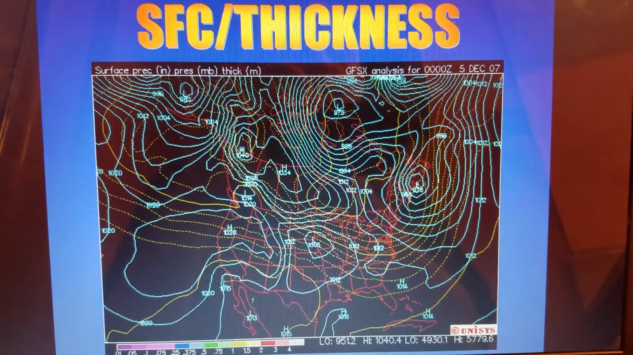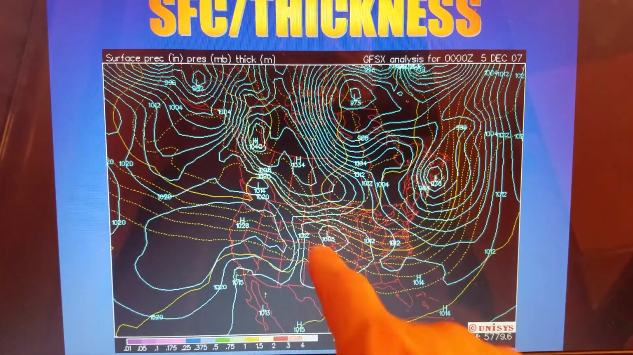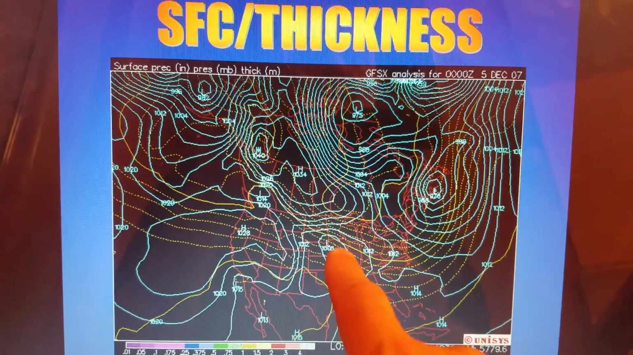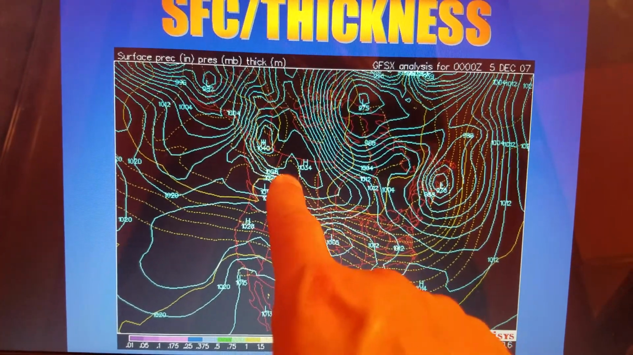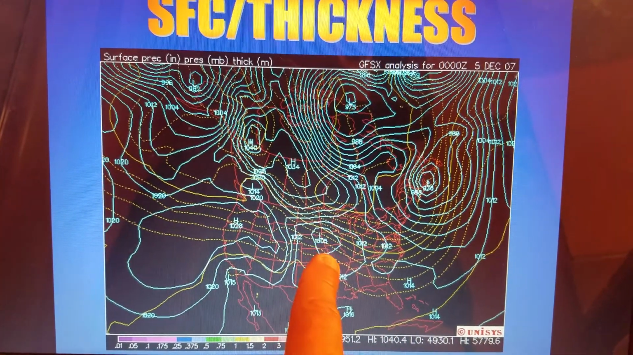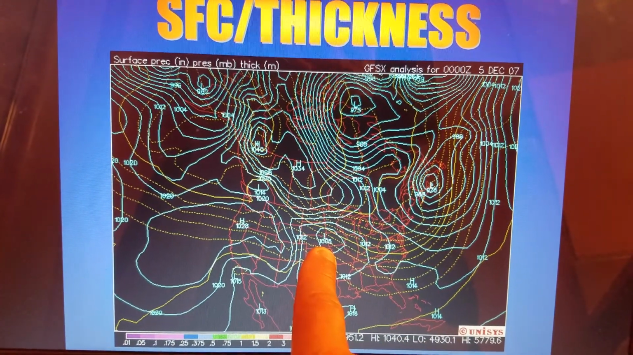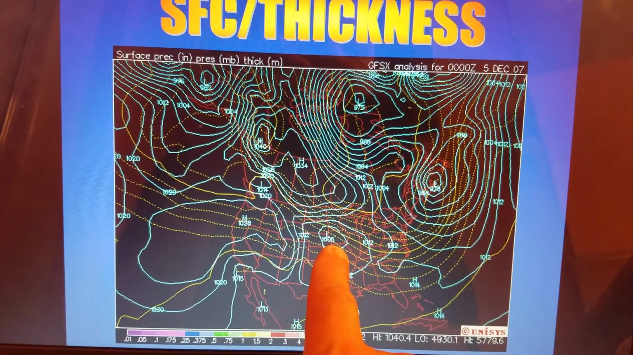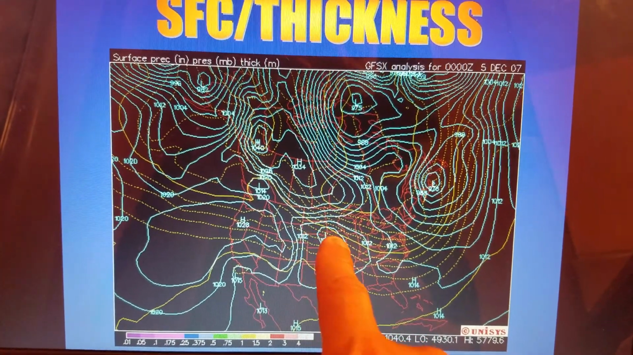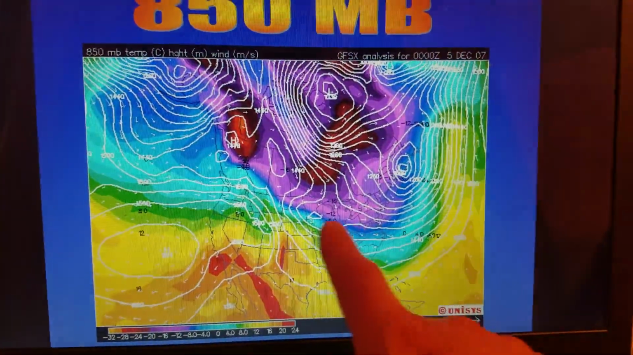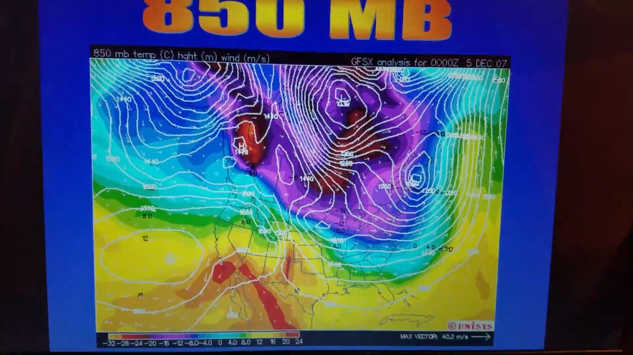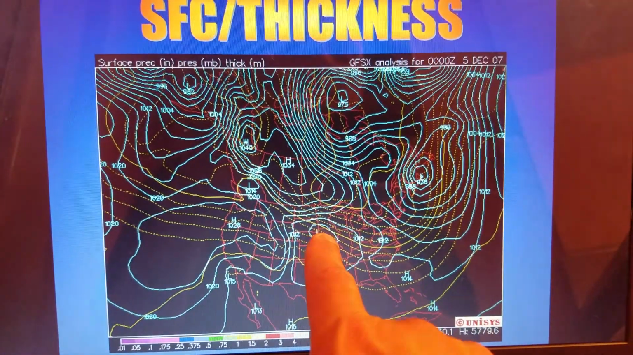The surface chart and thickness chart, here's an area of surface low pressure. This is the Alberta Clipper here. It had formed earlier in the time period up here in Alberta, Canada. It has moved southeast. It's a 1,005 millibar low over eastern Nebraska. And it's going to continue to basically move right parallel along the very edge of the coldest air mass. Okay, so it'll continue moving southeast.